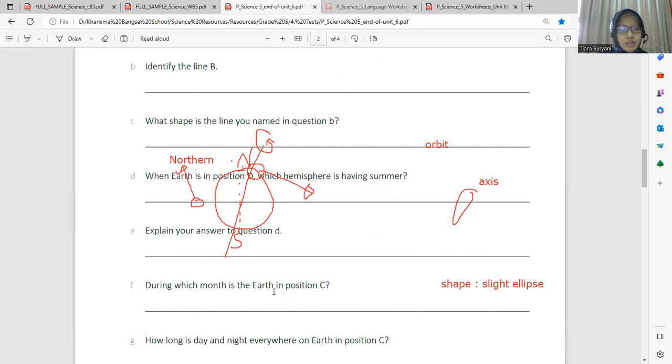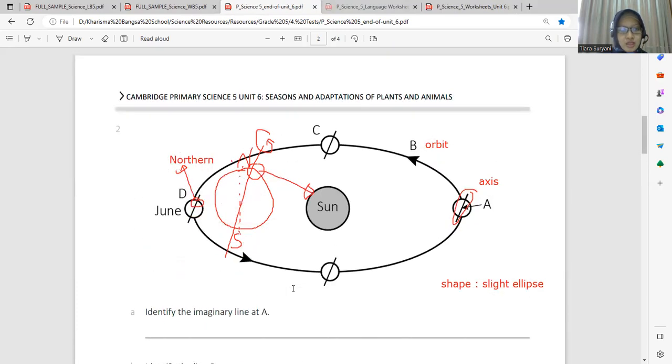During which month is the Earth in position C? Okay. Which month? Like I told you before, let's just add 3 months here, 3 months here, 3 months here, and 3 months here. So 3 months before June is March. Okay, isn't it easy? It's March.